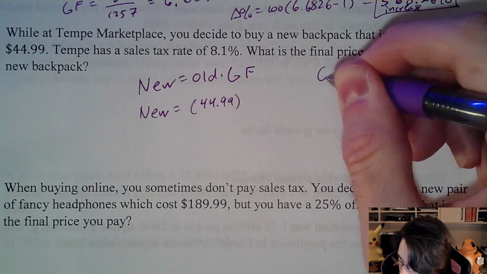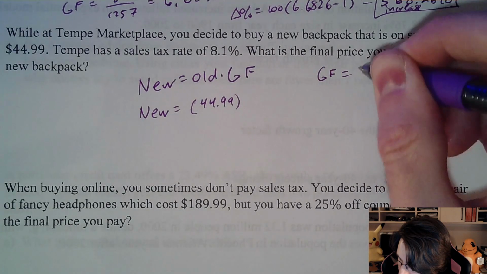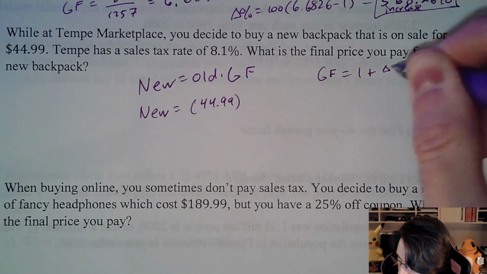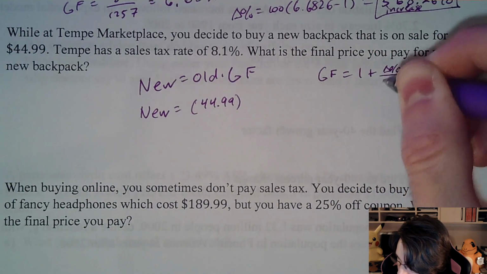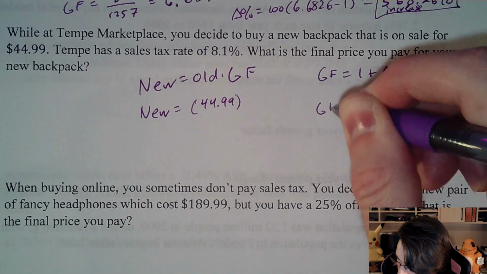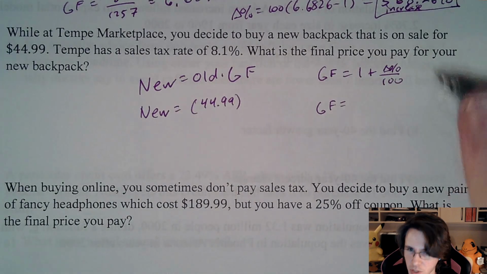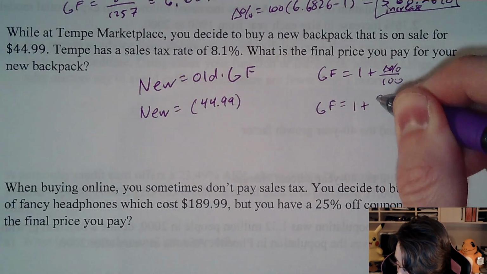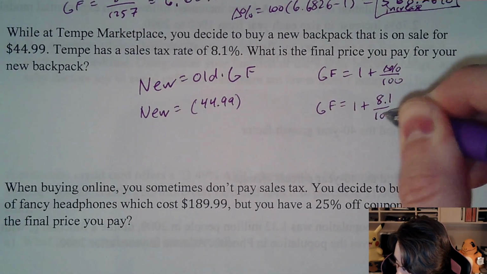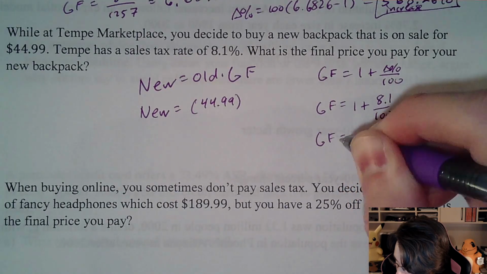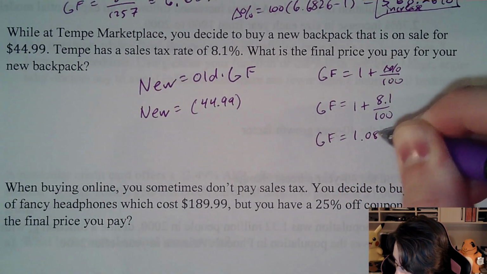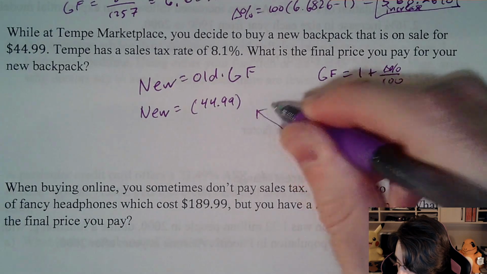The formula we can use for that growth factor is going to be 1 plus the change in percent divided by 100. In this problem, our change in percent is that tax rate of 8.1%. So 1 plus 8.1 divided by 100. And using our calculator, our growth factor will be 1.081. Plug that guy in here.